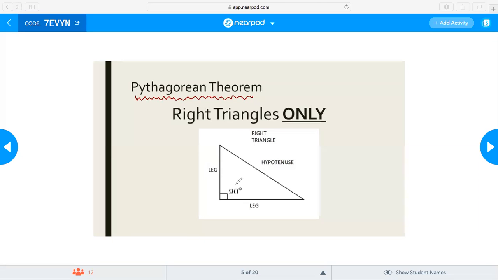The side that is directly across from the 90-degree angle is called the hypotenuse. So the side that is right across from that 90-degree angle is called the hypotenuse. This is the longest side on the right triangle. I would write that down.